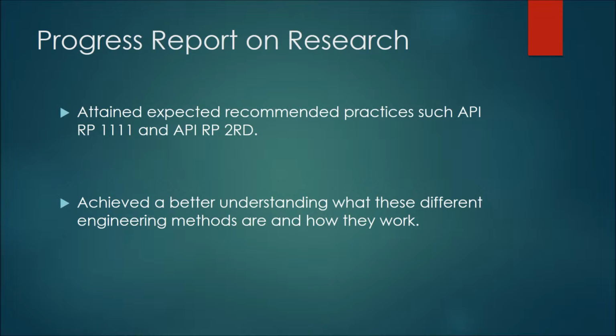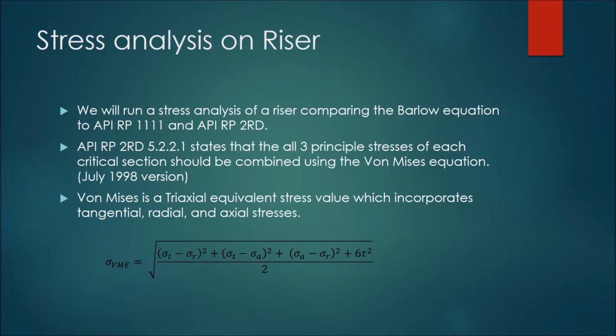After some extensive research in 2RD, we have realized that the different versions of 2RD contain a number of different valid methods to determine pipe failure, including references from API 1111. Therefore, we will use other methods described in 2RD along with 1111. One method in particular that we are set on doing is the von Mises stress analysis, which is required by the 1998 version of 2RD.